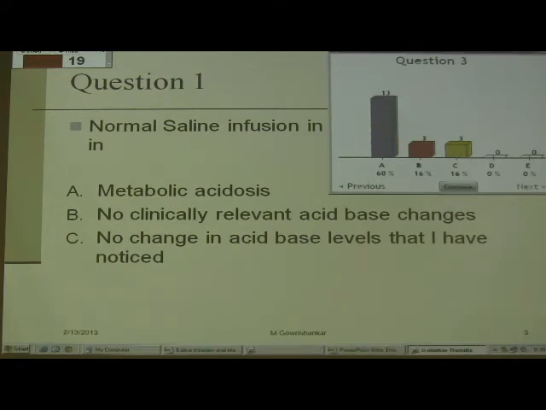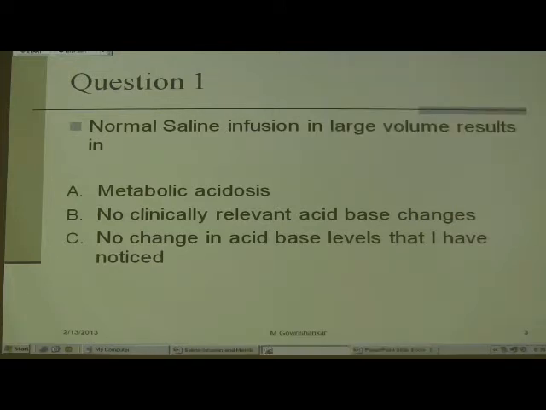So 68%, I'm just going to write these down because I'm going to come back to it afterwards. So 68% think that metabolic acidosis results after you have had a large volume of saline infusion. And some of you are honest enough to say that you haven't really noticed any changes. So our next question is, why am I not going back?